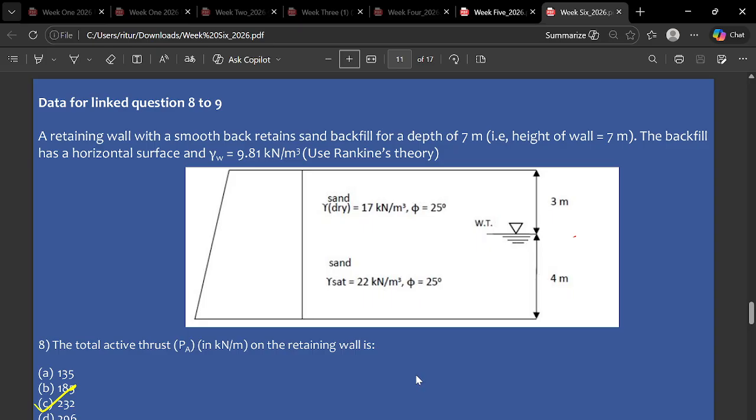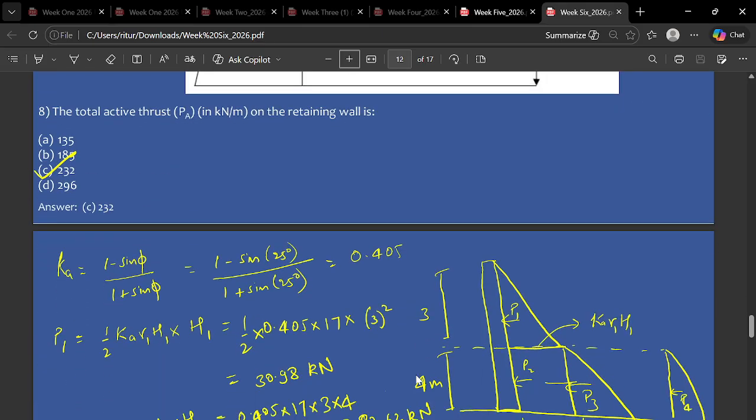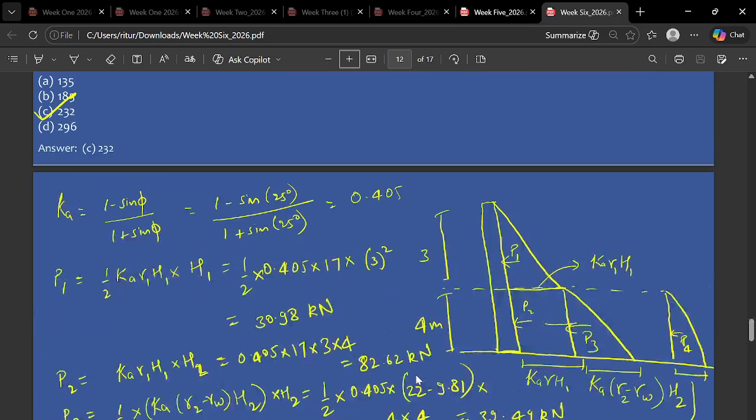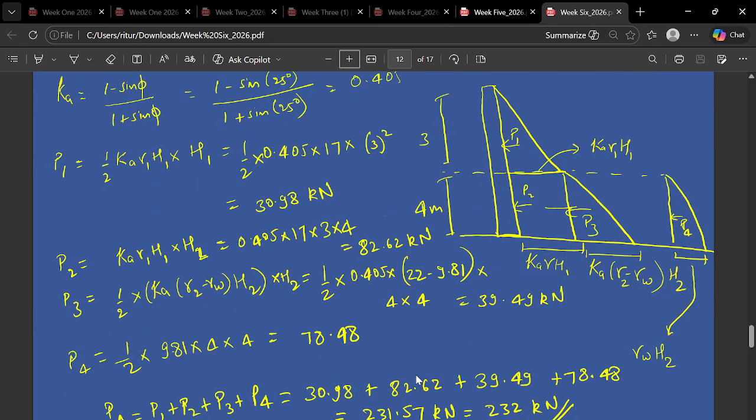Again, these are some questions that depend on the earth retaining wall. By utilizing the earth pressure theories, you can calculate the total pressure applied by the soil on the retaining wall.